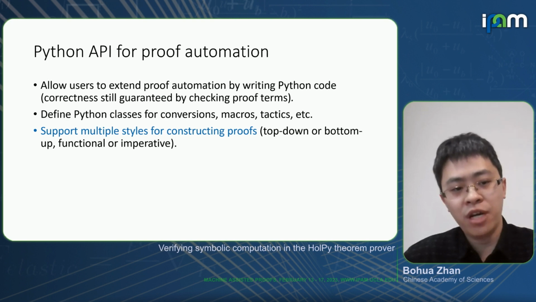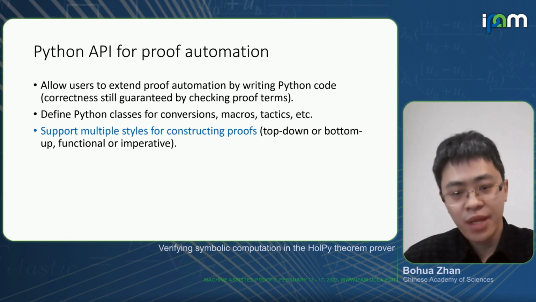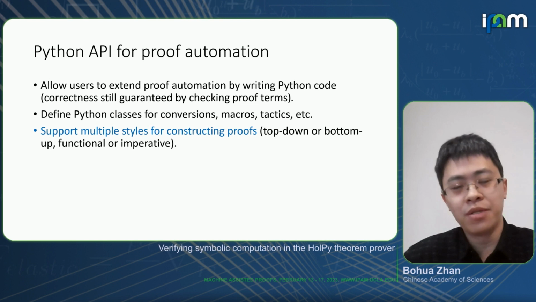The way people can extend proof automation is by defining new Python classes for conversions, macros, tactics, and so on. If you are familiar with how to write new proof automation in Isabelle, for example, then except for macros, these terms would be quite familiar to you. Python is mainly still an imperative language, but we support multiple styles of constructing proofs, whether top-down or bottom-up, functional or imperative.